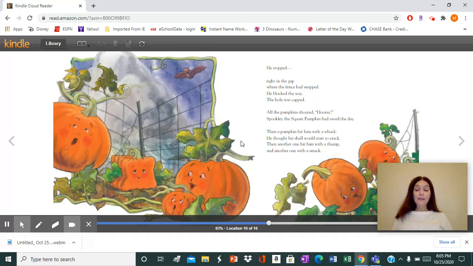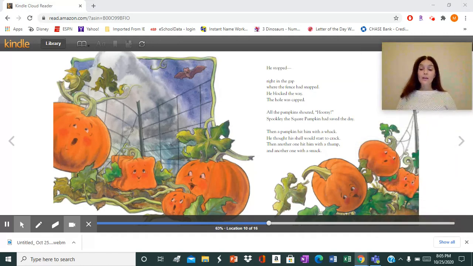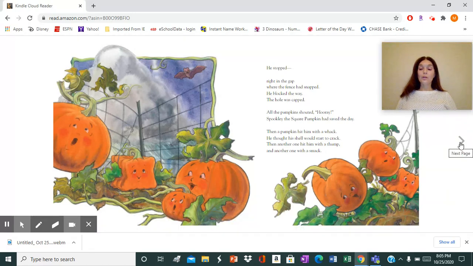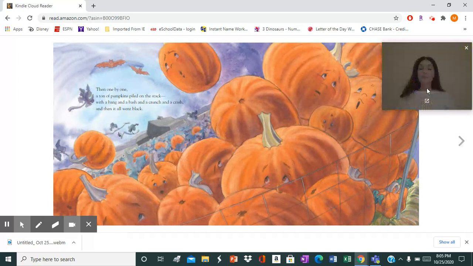Then a pumpkin hit him with a whack. He thought his shell would start to crack. Then another one hit him with a thump, and another one with a smack. So all the pumpkins are rolling again, and they're bumping into Spookley. But he's standing in front of the hole, so they're not going to fall into the bay. A good job by Spookley.